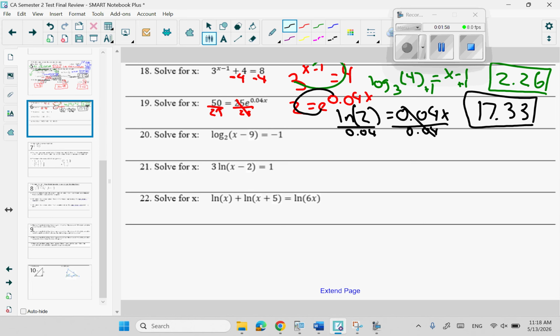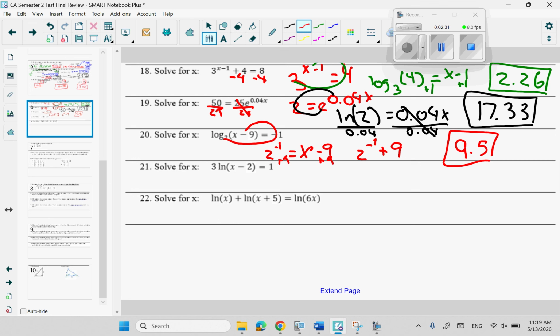Okay. Number 20. Just like the opposite of what we're doing here, I can spiral right away. So I get 2 to the negative 1 equals x minus 9. So I can just add 9 to both sides. 2 to the negative 1 plus 9 gives me 9.5. Because if you remember, a negative exponent just means it goes to the denominator. So that's really just saying 1/2 plus 9.